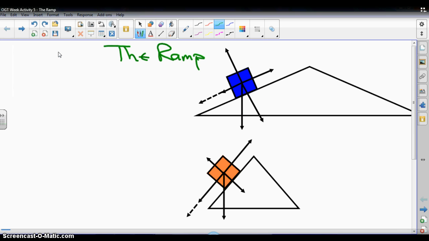Yandel here. You've now reached number 5 in your packet, which means you're getting near the end. That's a good sign. And you'll be working with a simulation called the ramp.